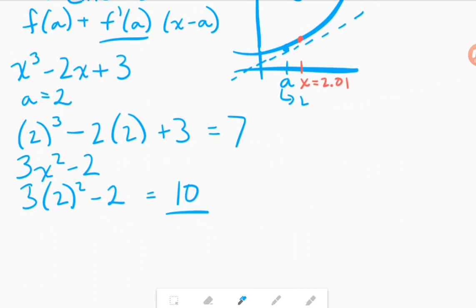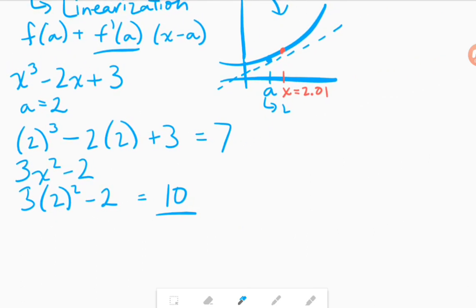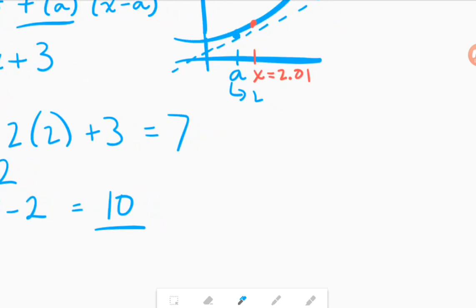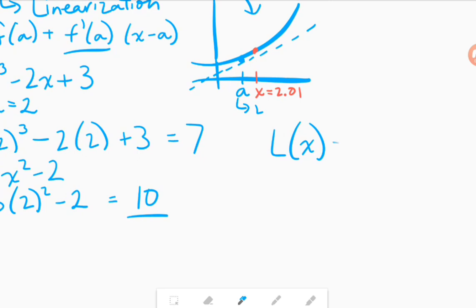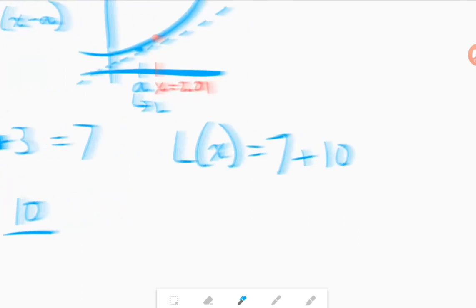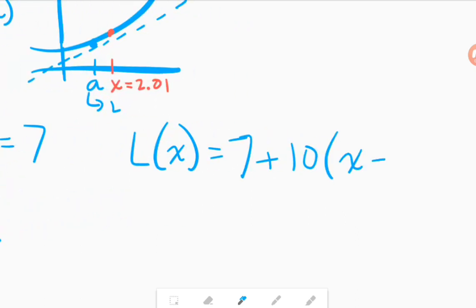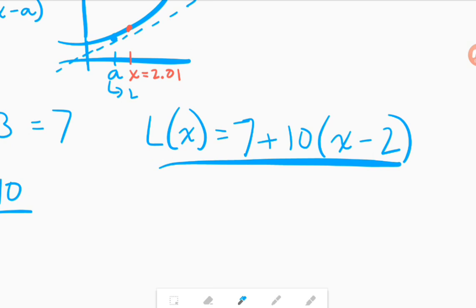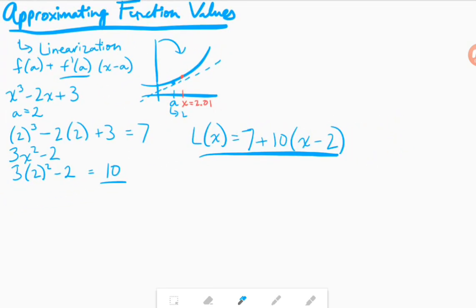All right, so I have these 2 values. Now I can write my linearization equation. I'm going to name the linearization L of x, L for linearization, obviously. So L of x is equal to my function value, f of a, which in this case is f of 2, so that would be 7, plus f prime of a, the derivative of my function at a, which would be 10, times x minus a, and a would be 2. So this right here is my equation for the linearization.